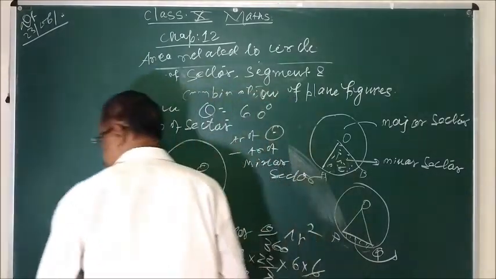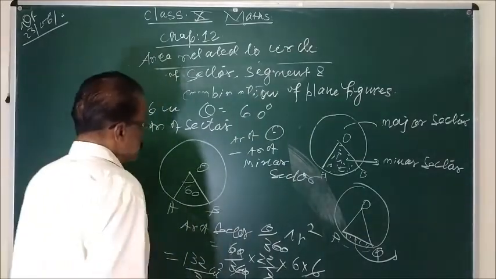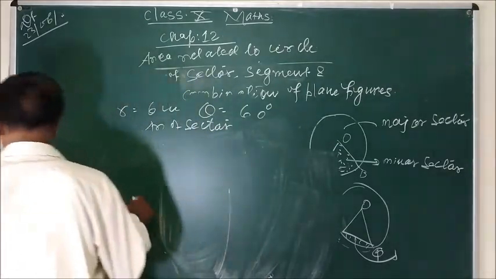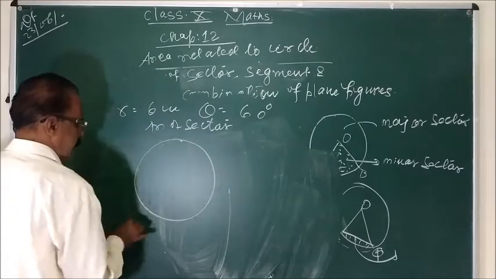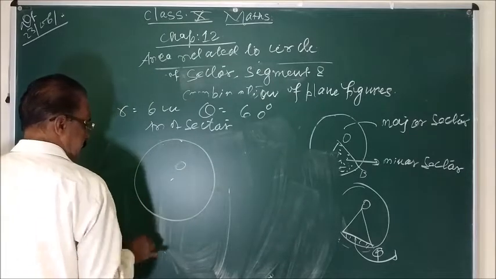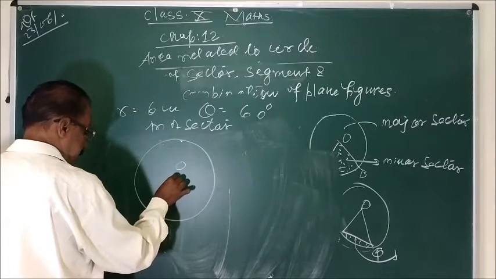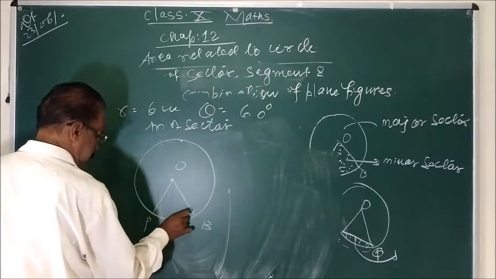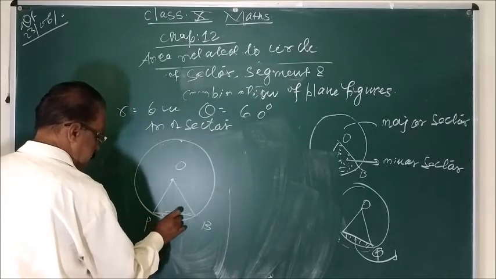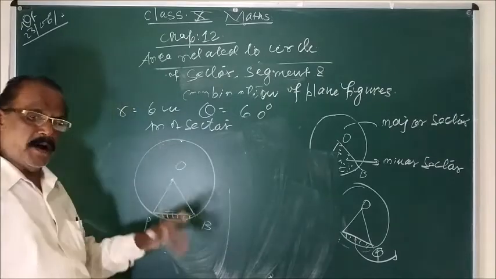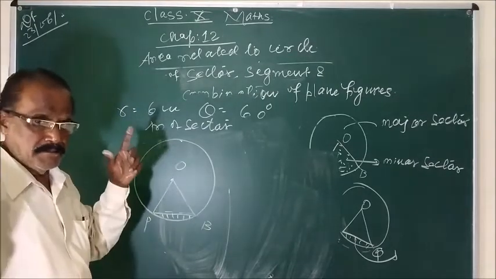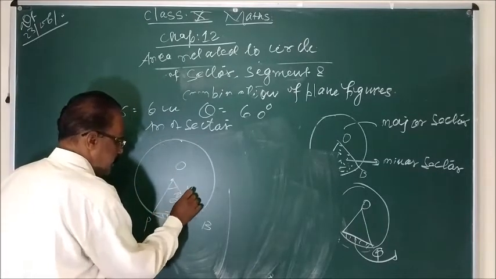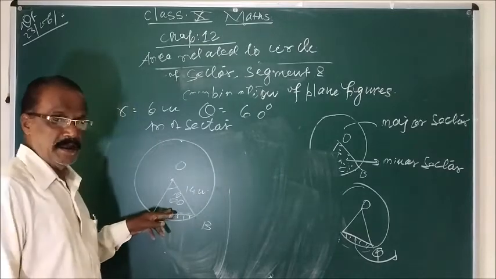Now you see, how will you find the area of a segment? Suppose this is the circle, this is the center, and these two are radii of the circle, and you join PB. So this portion is called a segment, and the other remaining part of the circle will be the minor segment. Now suppose this angle is 60 degrees and the radius is 14 cm. So how will you find the area of the minor segment?